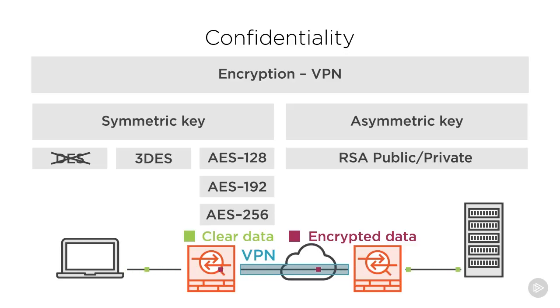So that's just a high-level overview of the confidentiality that we can provide using these different encryption algorithms. We're going to go into more detail on these cryptography concepts when we get into that portion of the CCNA Security. But for now, this is just meant to be a high-level overview of what confidentiality provides for us.